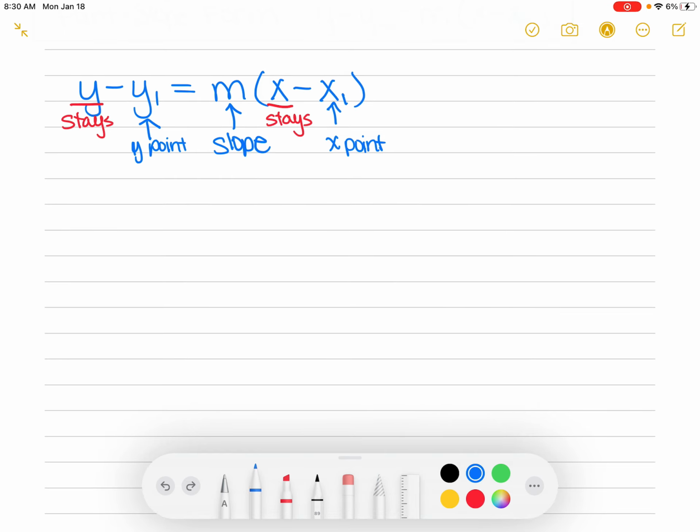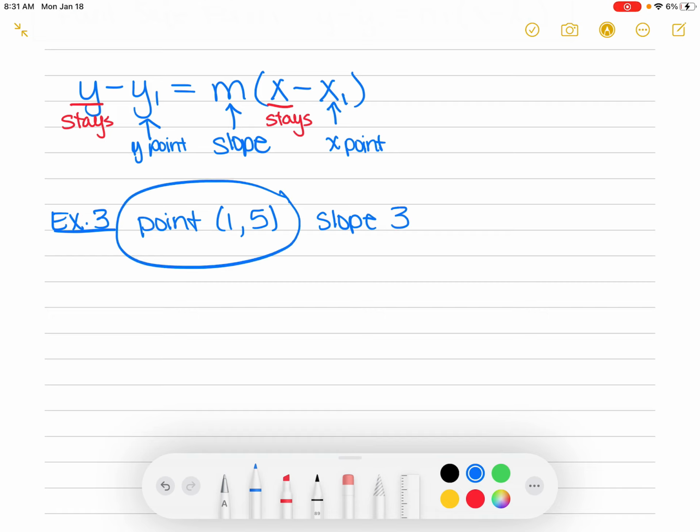Let's do example 3. And it says, find the equation of a line, and I'm not going to write all that, that passes through point (1, 5) and has a slope of 3. Okay, so you heard what I said talking about what this is. It's a line that passes through that point and it has a slope of 3.